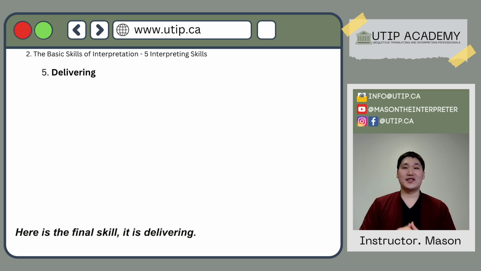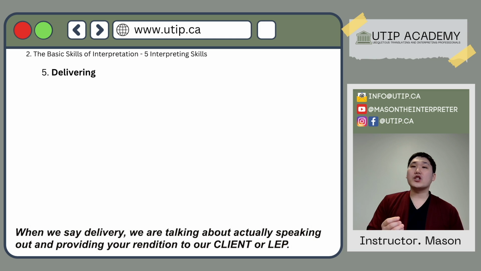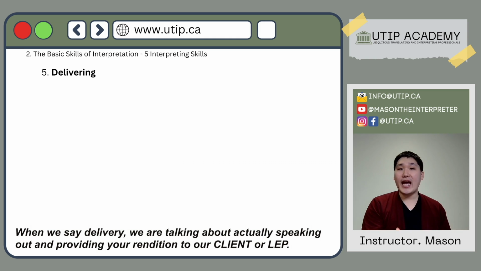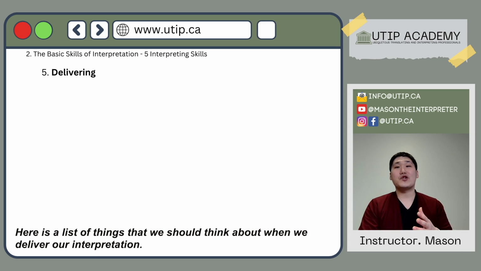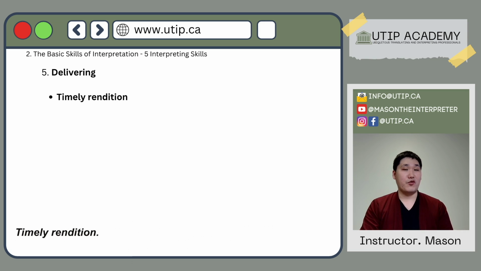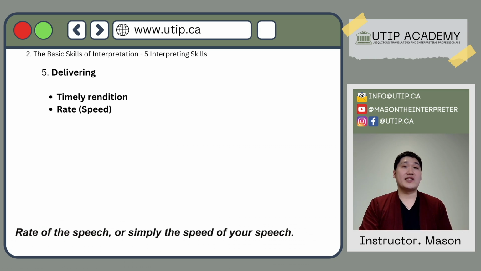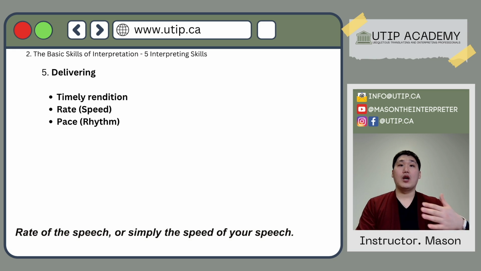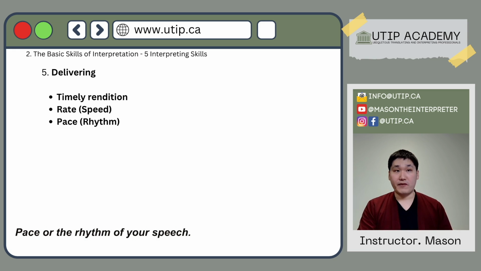Here is the final skill. It is delivery. When we say delivery, we are talking about actually speaking out and providing your rendition to our client or LEP. Here's a list of things we should think about when we deliver our interpretation. Timely rendition, rate of speech, or simply the speed of your speech, pace, or the rhythm of your speech.